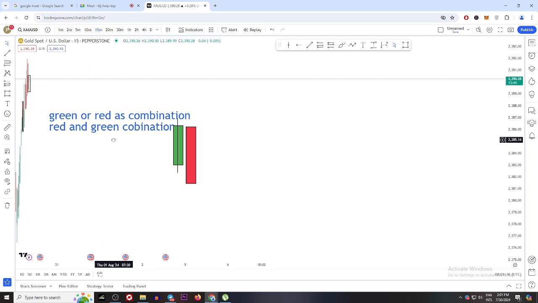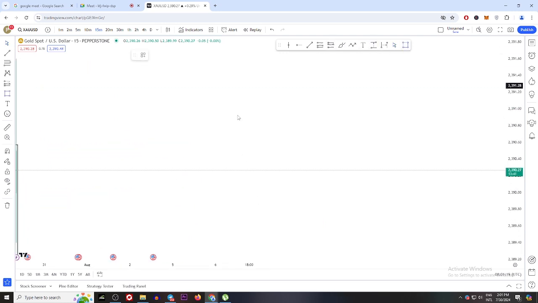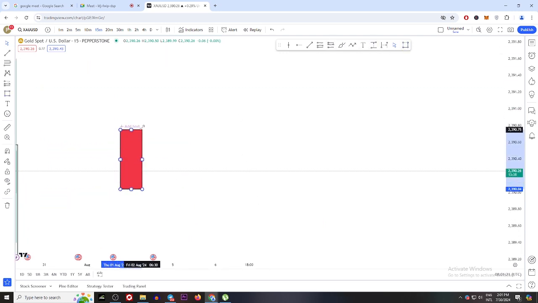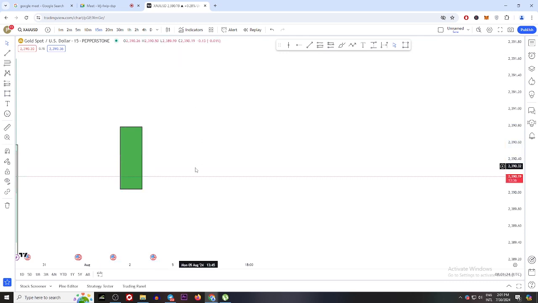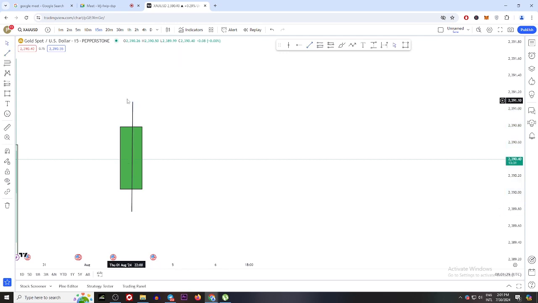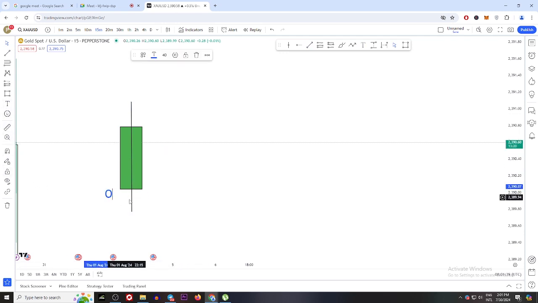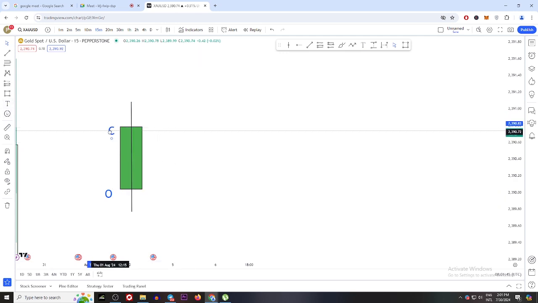How do we have two different colors of combination? Let's draw a green candle. This is a green candle, and definitely we are going to have a wick. When we have a wick, how did this candle formation happen? Basically, this is the bottom area where we have the open, and this is the upper area where we have the close. This is not the full picture of the candle, basically we have a high and low also.